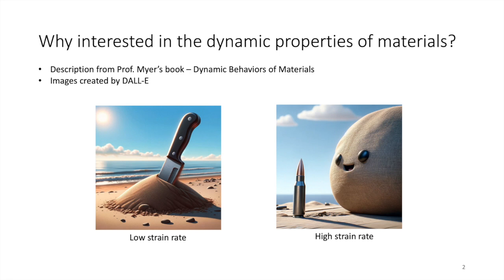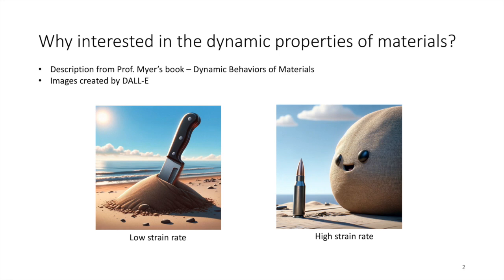In contrast, if you have a bullet hitting the sand at a very high speed, the sand can effectively block the bullet. In fact, in the First World War and the Second World War, people actually used sandbags to block bullets. And this example is a really good illustration how that sand can behave quite differently when you deform it at either a low strain rate or at a high strain rate.